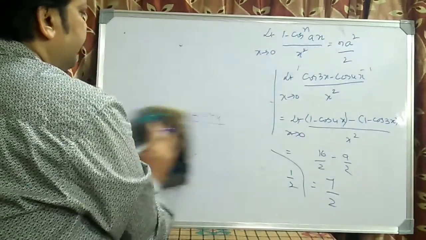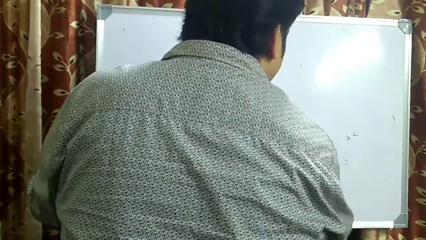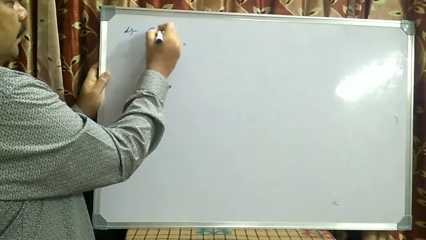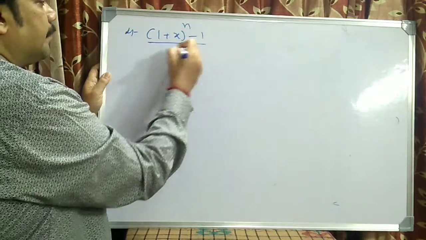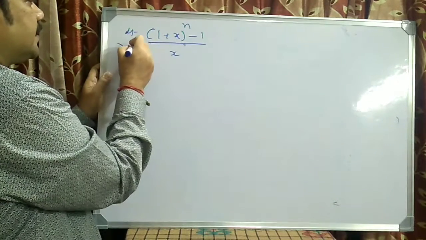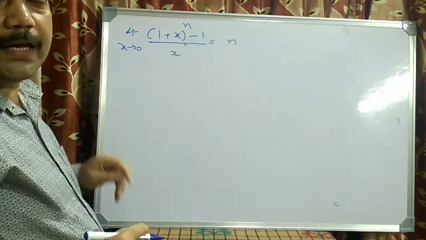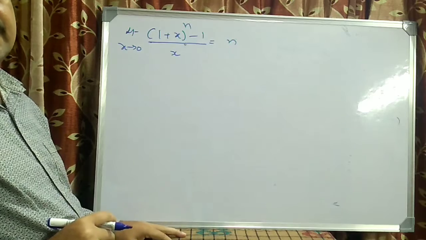Now I am going to another model. In trigonometry, I have dealt with two models. Now I am going to another model, that is limit (1 plus x) whole to the power n minus 1 by x as x tends to 0 is equal to simply n. You can apply L'Hospital rule here so that you can easily get the answer.